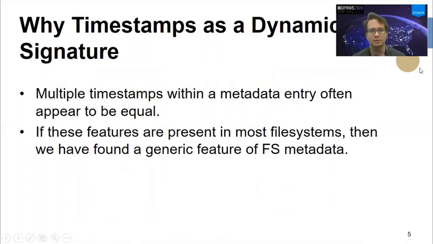Furthermore, we noticed that multiple timestamps within a metadata entry often appear to be equal. This was anecdotal, but you can even look at some SANS posters that show performing certain actions on the system will update multiple timestamps simultaneously. Basically, these features are present in most file systems, so we have found a generic feature of file system metadata that we can try to apply to finding metadata entries for any file system.